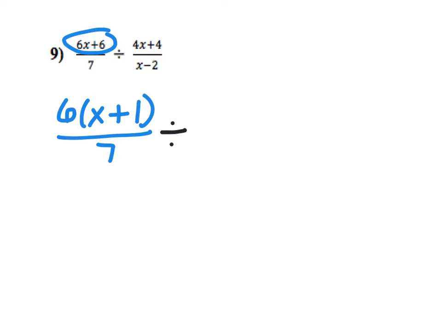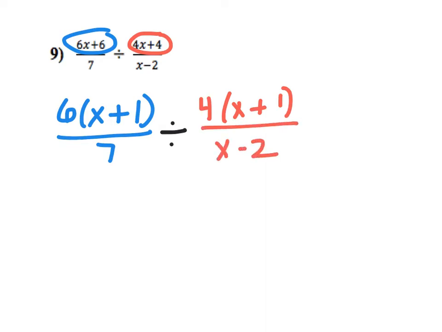We want to divide that by, we have 4x plus 4, so what can I take out of both of those? It's going to be 4, so we have 4 times x plus 1, all divided by x minus 2 because I can't take anything out. Remember, this x minus 2 travels as a whole thing. I like to put parentheses around it.